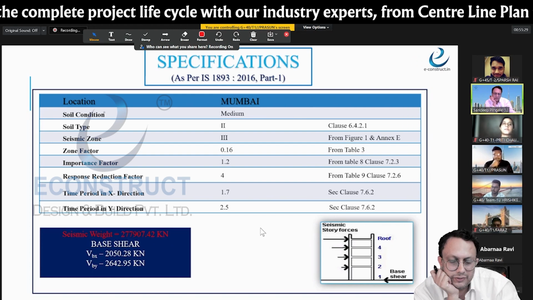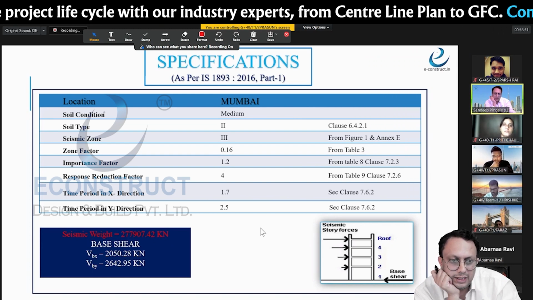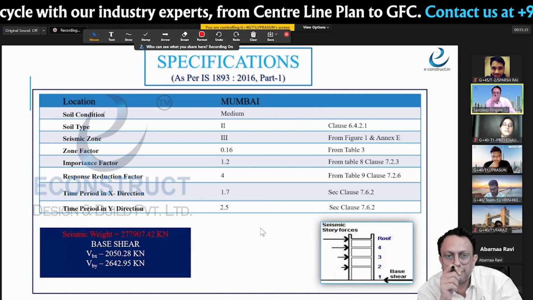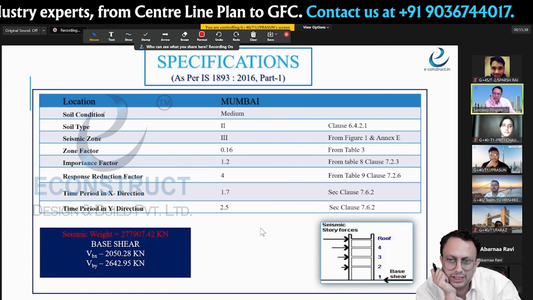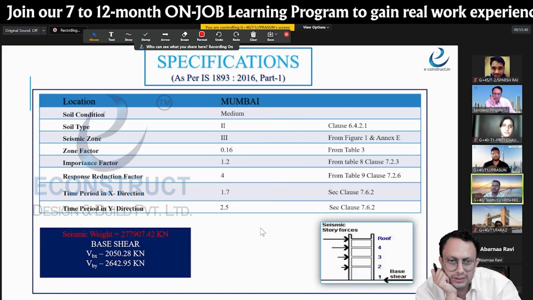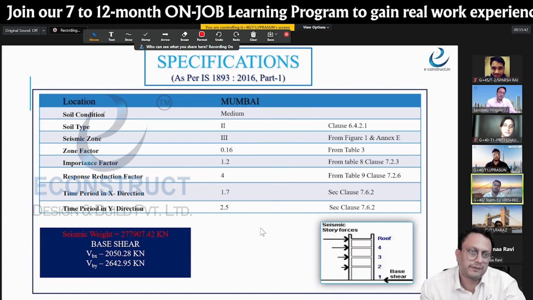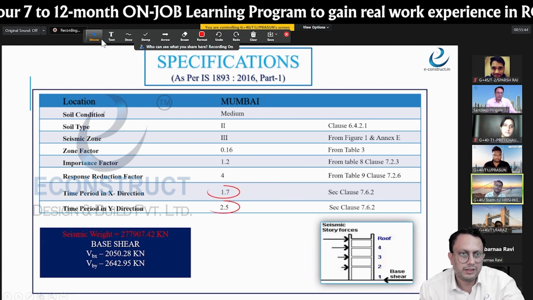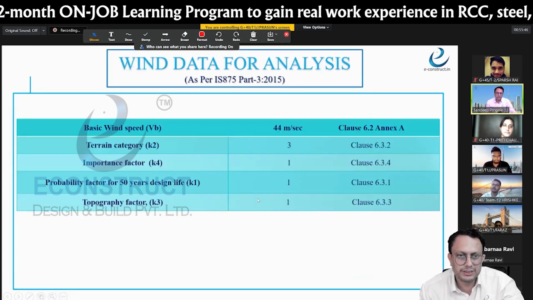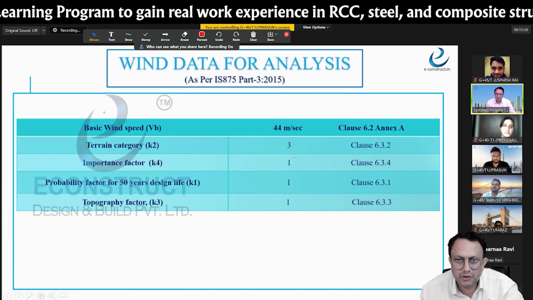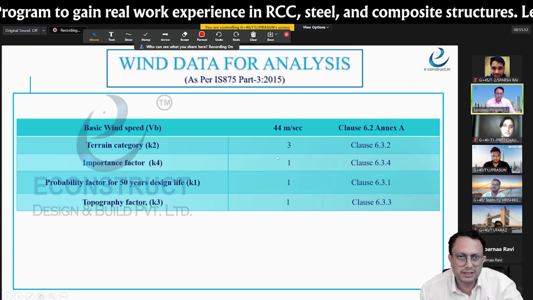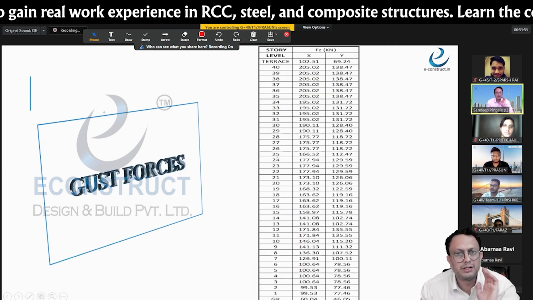Just figure it out. Have you considered the seismic weight of 0.5 in case of live load when the live load is more than 3? Yes. But this is a little low percentage of the seismic weight. See, again the color combination. See, content is right, okay, but the color combination, just figure it out.